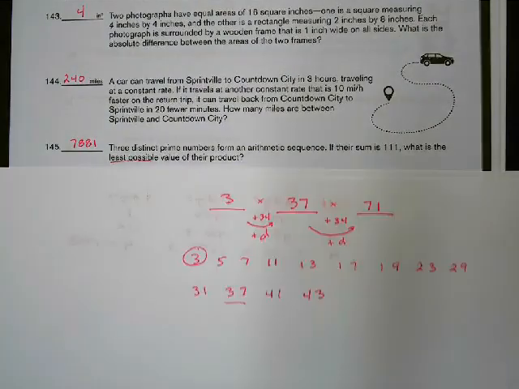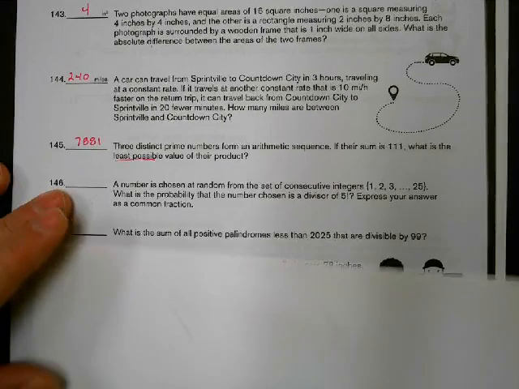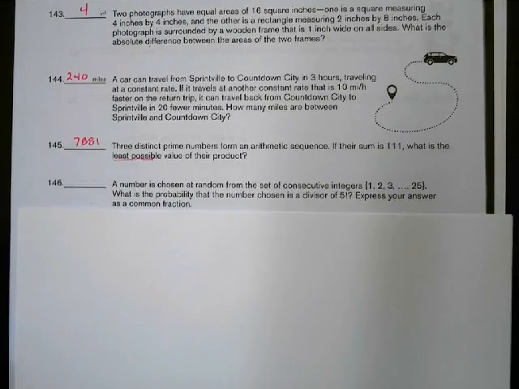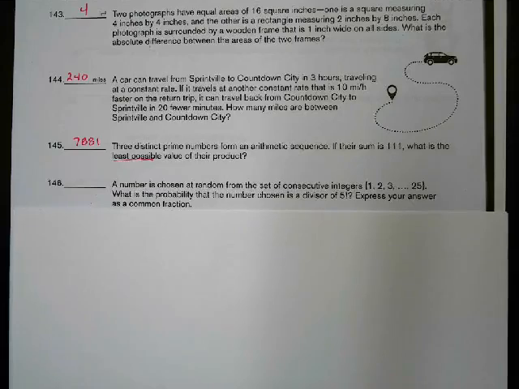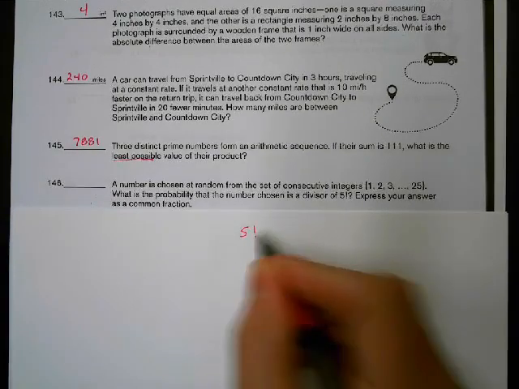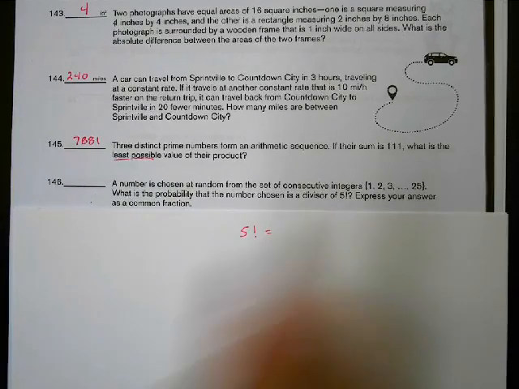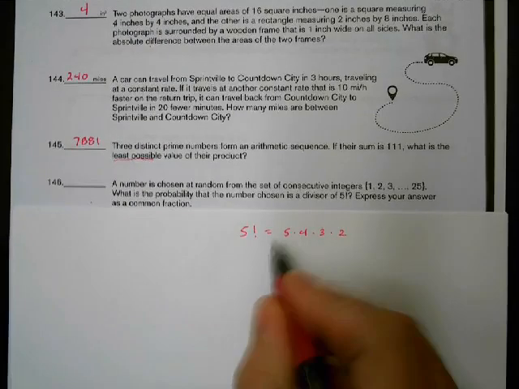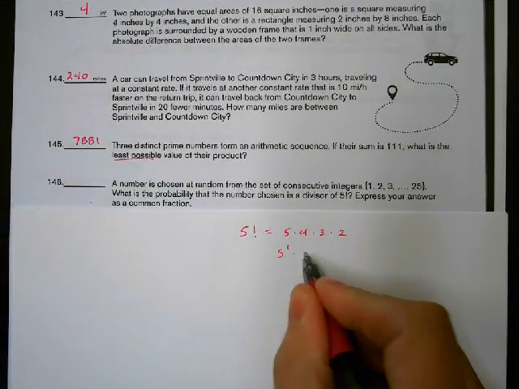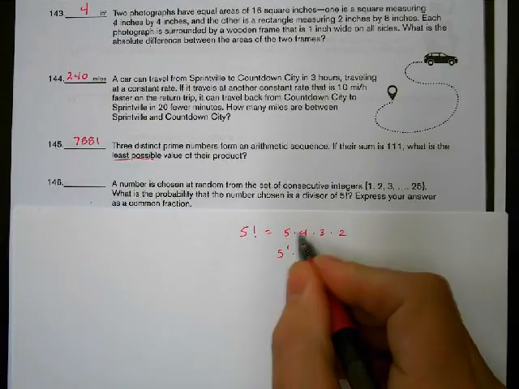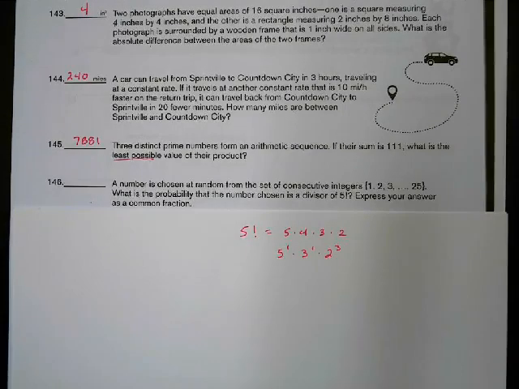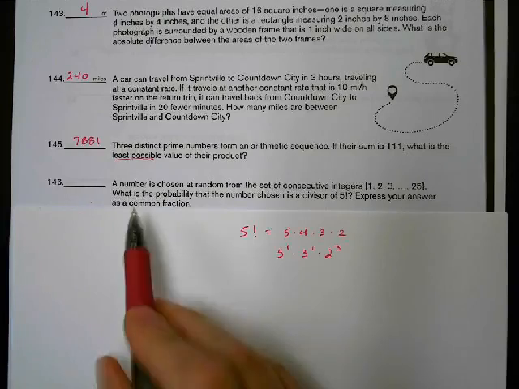All right, next one. A number is chosen at random from a set of consecutive integers, 1, 2, 3, up to 25. What's the probability that the number chosen is a divisor of 5 factorial? Express your answer as a common fraction. 5 factorial is 5 times 4 times 3 times 2 times 1. So basically, we've got 5 to the first, 3 to the first, and then 4 is 2 times 2. So we have a total of 3 2's. So what is the probability the number chosen is a divisor of 5 factorial?